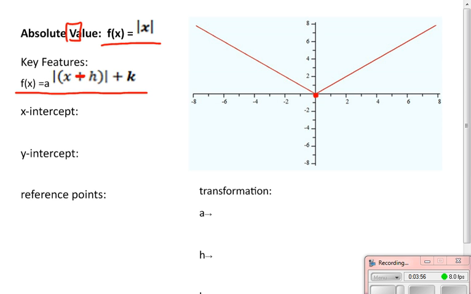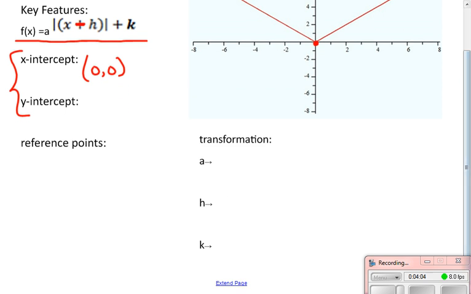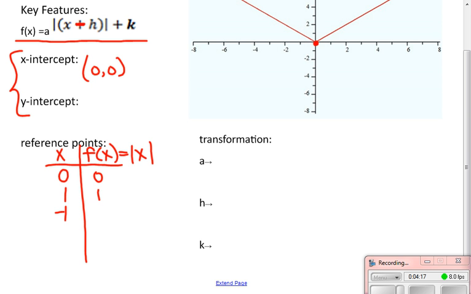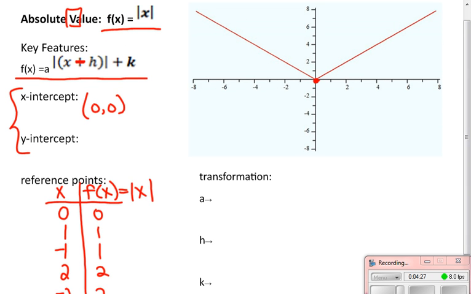So our parent x and y intercepts are at 0, 0. Our base graph always starts right there. If we think about some reference points for our parent graph, if we put 0 in, we get 0 out. If we put 1 in, we get 1 out. If I put negative 1 in, I get positive 1 out. 2 gives me 2. Negative 2 gives me positive 2. And so you can see this shape emerging at 1, 1, at negative 1, 1, at 2, 2, at negative 2, 2.